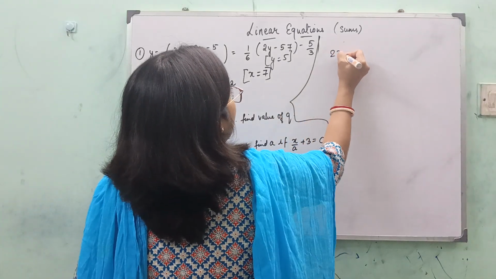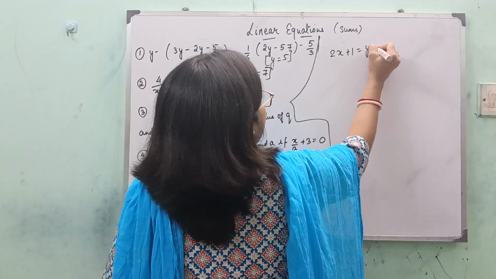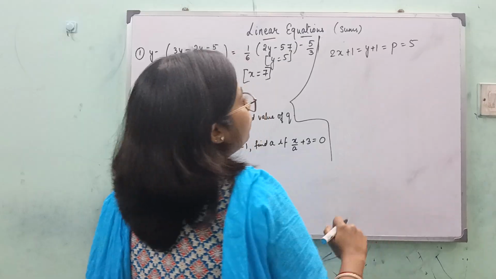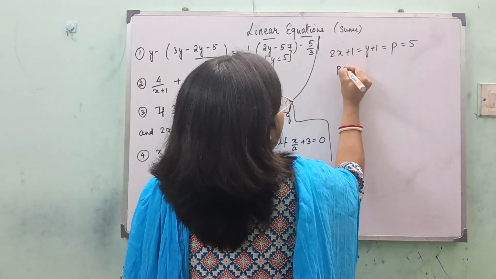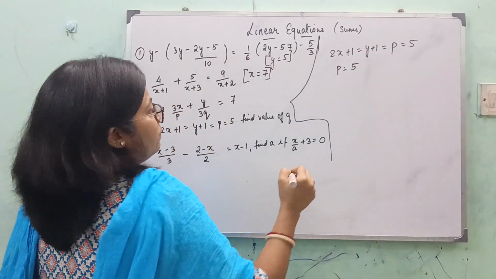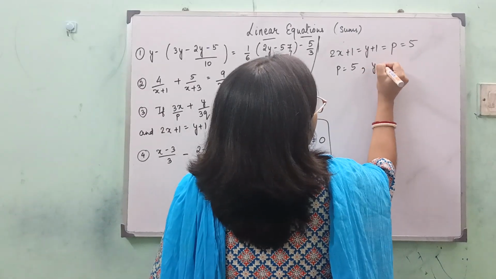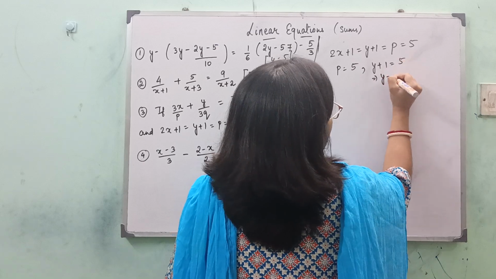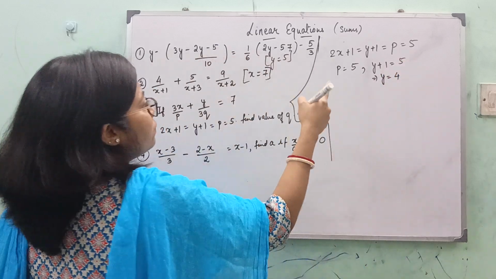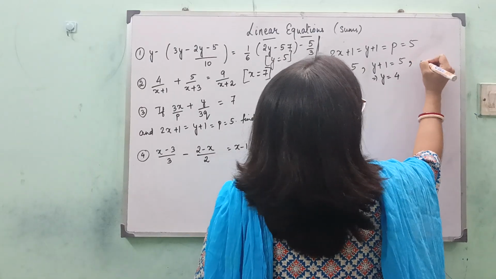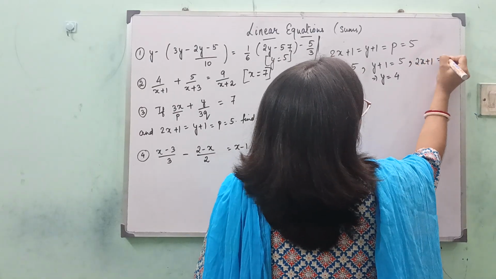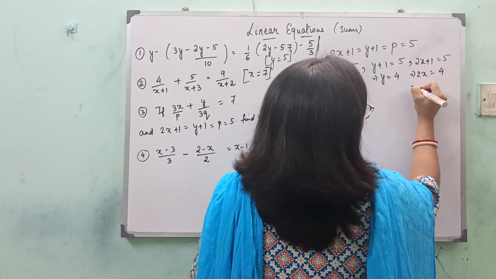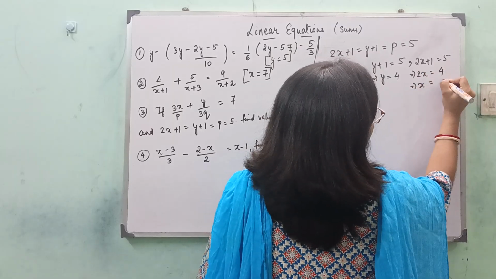It is given to you 2x plus 1 equals y plus 1 equals p equals 5. So each of them is equal to 5. From here, the very first thing we get is that p's value is 5. Next, y plus 1 equals 5. What does that mean? y equals 5 minus 1, that is y equals 4. See, each of them is giving you an equation. 2x plus 1 equals 5. So 2x is equal to 5 minus 1, 4. So x is equal to 4 by 2, that is equal to 2.